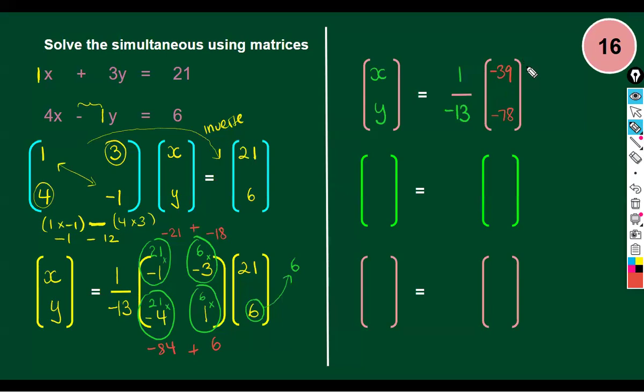A lot of you are telling me the number on top is positive 39, and the number underneath is positive 78. That's not true, right? Minus 21 minus 18 is minus 39. Minus 84 plus 6 is minus 78.